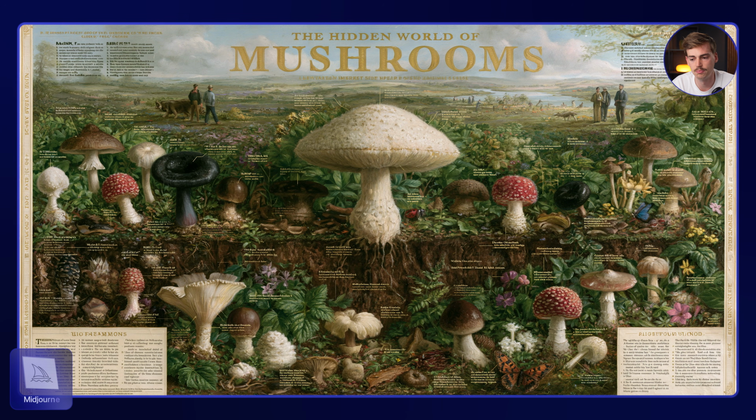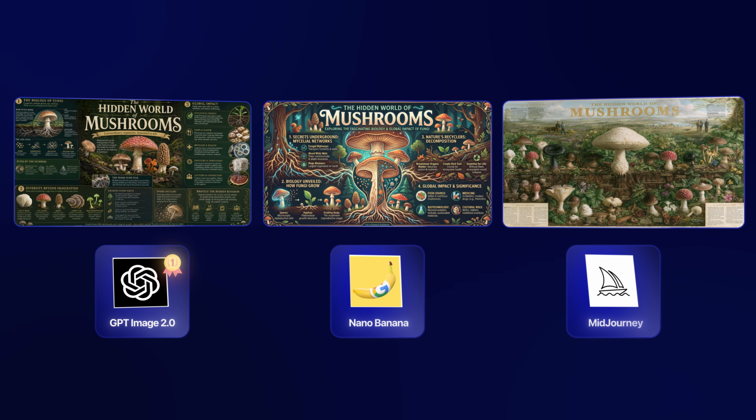Then lastly, we got Midjourney. This is trippy. The text is gibberish, like you cannot read it. Besides this, you cannot really make anything out of it. The design looks interesting though. It looks like one of those old textbook infographics that's been hand drawn. But yeah, obviously we gotta give this one to GPT Image 2.